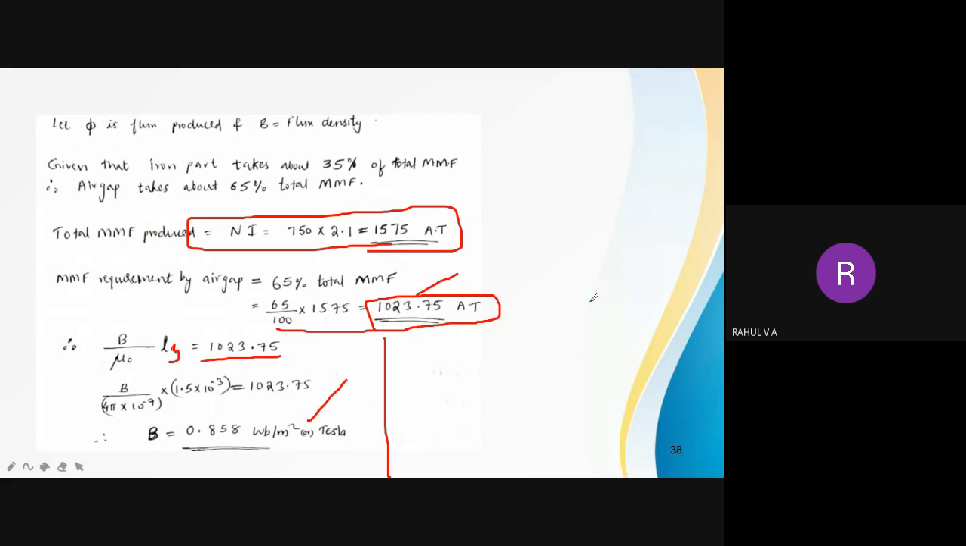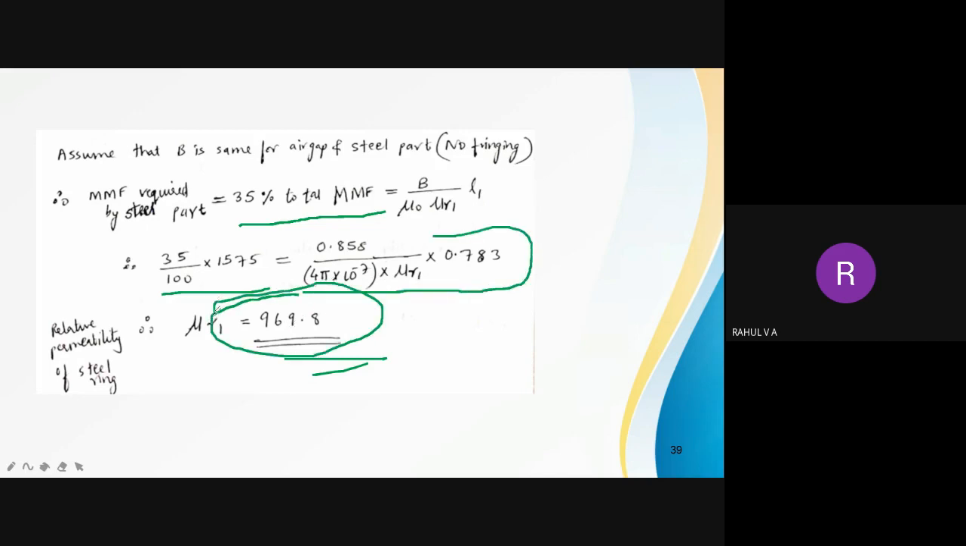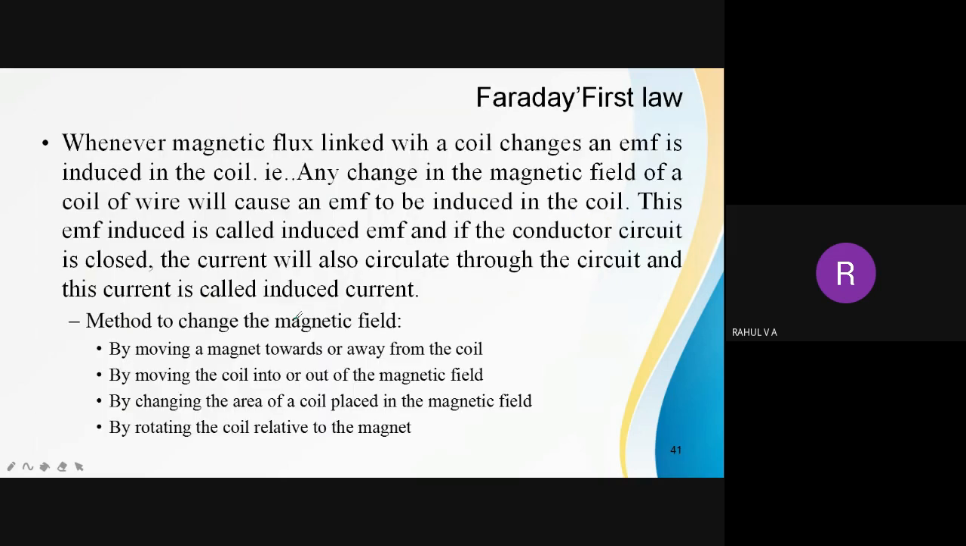969.8. Okay, so it is the correct answer. So 35 percentage of total MMF is equal to B divided by mu 0 mu R1 L1. So 35 percentage is given, and we have calculated mu R1 is nothing but 969.8. This kind of problem can be asked in your semester exam for some 10 marks. It is very easy. If you know a few basic equations, you can easily do the problem.